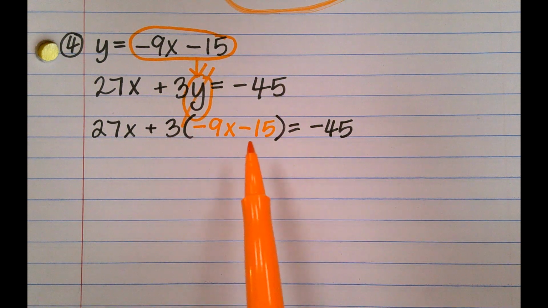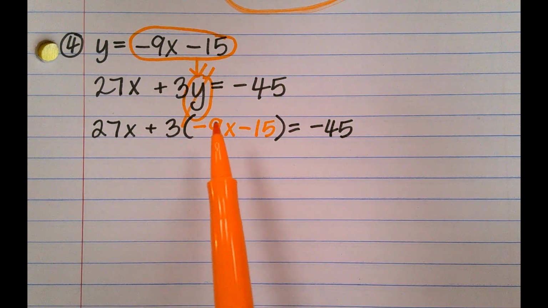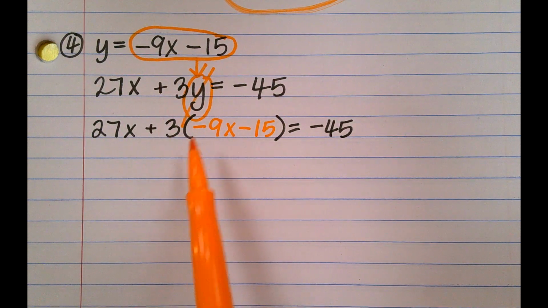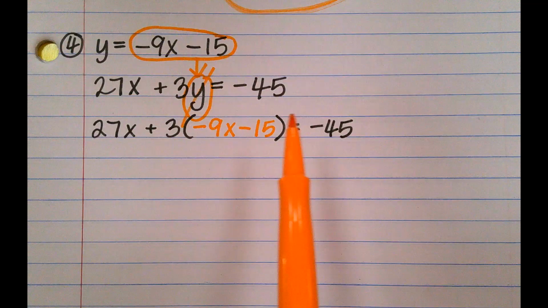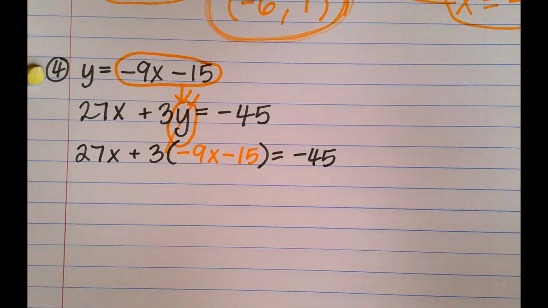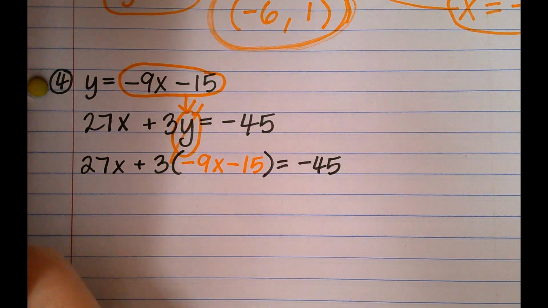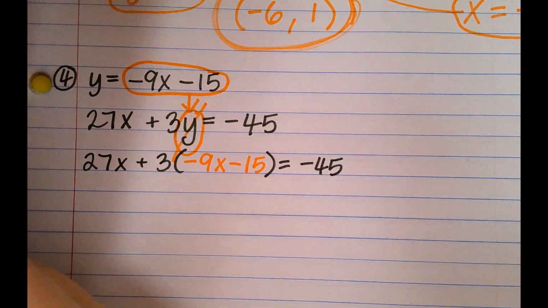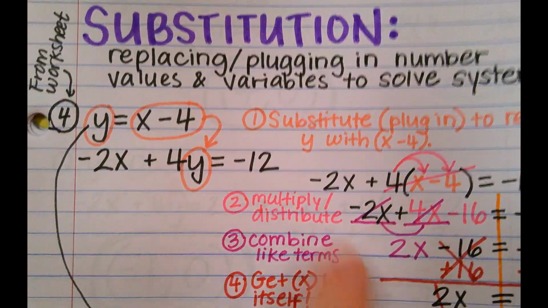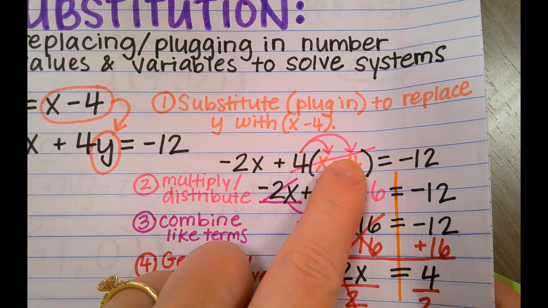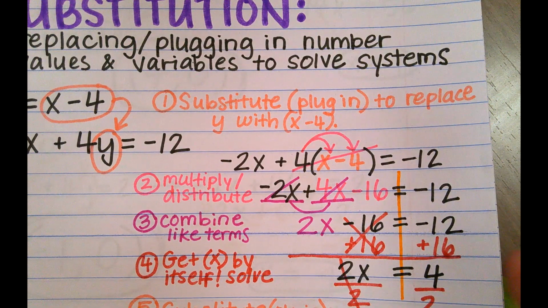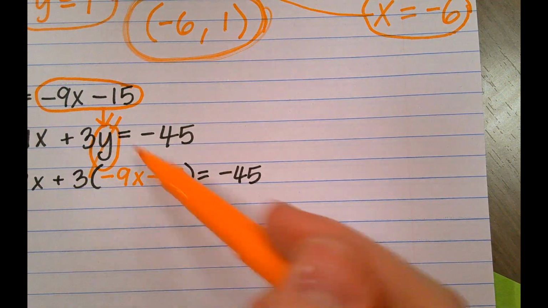So as soon as you plug in, usually, if there's a number in front of y, we're going to be distributing right after we plug in every time. And we can always go back to that note guide. I see I just did step 1. I plugged it in. Step 1, plug it in. Step 2, multiply, distribute. Those steps will be the same every time. So let's multiply, distribute.